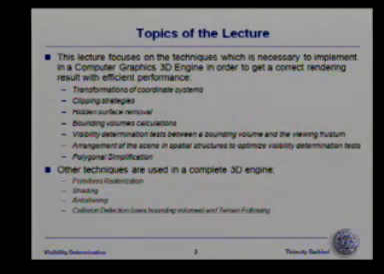Okay, the topic of this lecture, which is actually the topic of today's lecture, we are half a lecture behind schedule, actually. Visibility determination is an introduction to techniques which you need if you want your computer graphics engine to have an efficient performance in rendering.